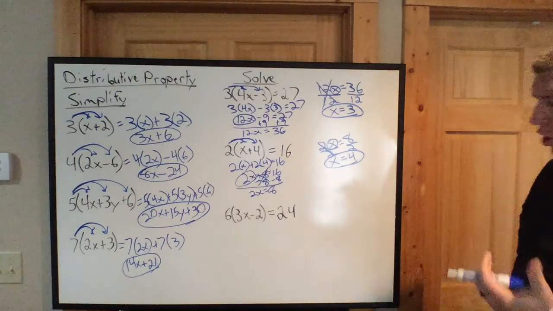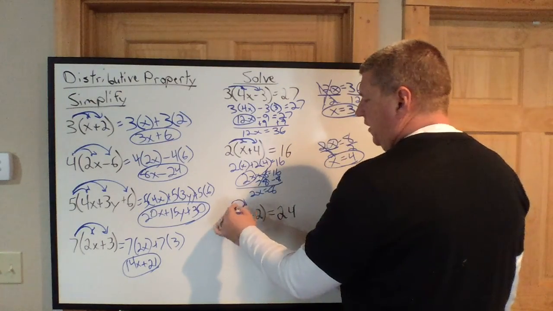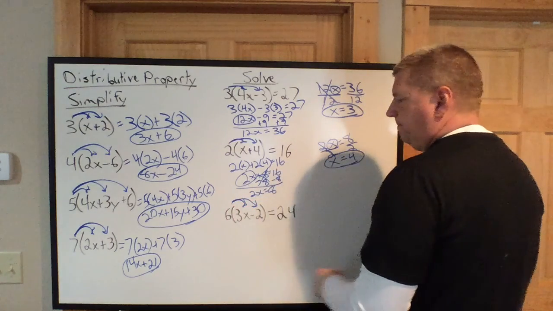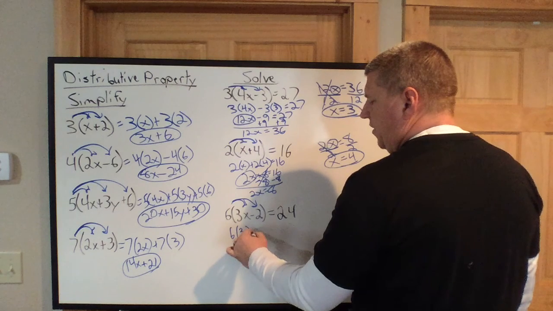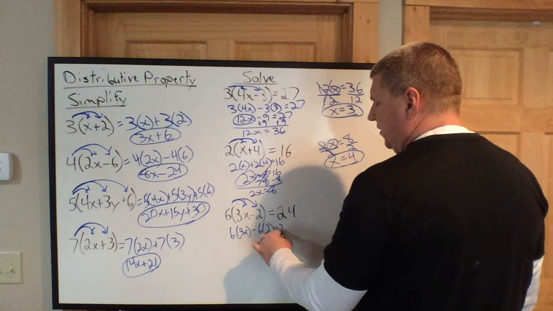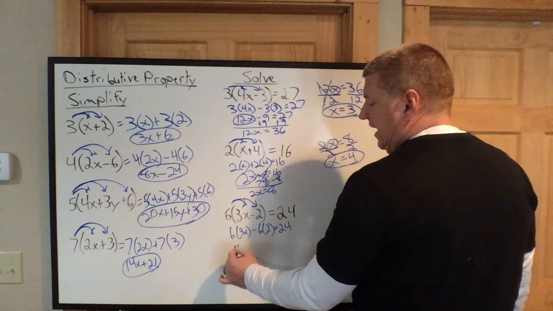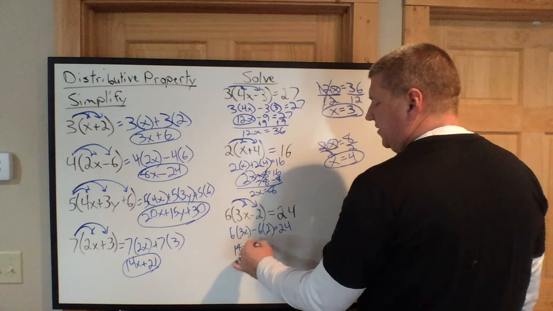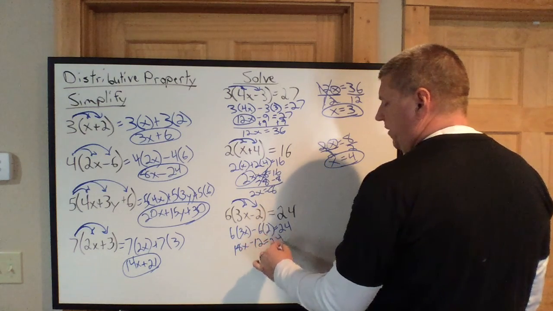Okay? In our last example here, we're going to distribute the numbers. They're going to get a little bit bigger. We're going to distribute the 6. So I get 6 times 3x minus 6 times 2 equals 24. 6 times 3x gives me 18x minus 6 times 2, which is 12, equals 24.